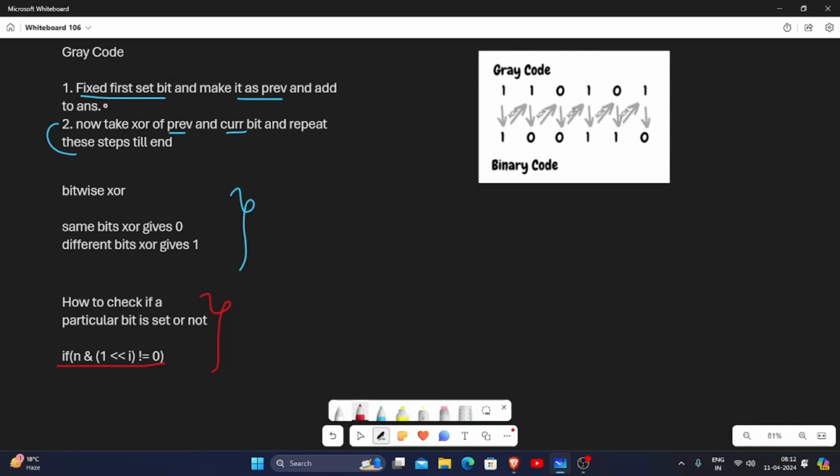Since the algorithm says that we need to fix the first set bit, in my code also I would be iterating from, let's say, 31 to 0, because I've already told you it's a sequence of 32 bits, and I'm iterating from the very last bit because I need to find the first set bit. If I find the first set bit using this same logic, I will add that to my answer. That means 1 left shift by i. Why? Because if I have 1001 and after that 1000, we know that this bit is set, and that means this 1 would be part of our answer.